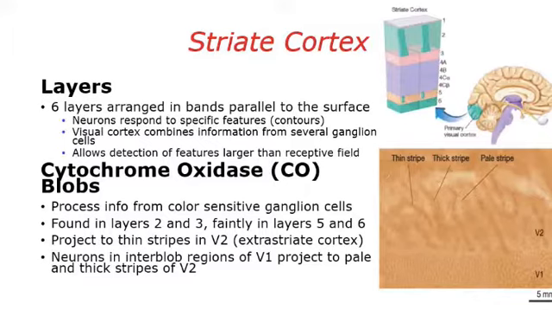Here we have the cytochrome oxidase, or CO blobs. These blobs in the striate cortex process information from the color-sensitive ganglion cells. They're found in the 2nd and 3rd layers primarily, and faintly in the 5th and 6th layers. And the neurons in interblob regions of V1, or primary visual cortex, project to the pale and thick stripes of V2.